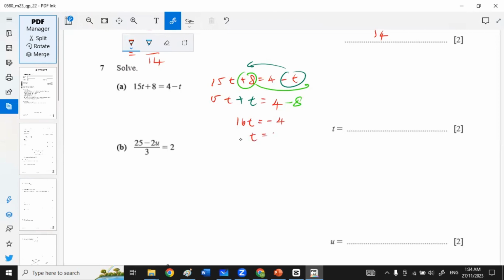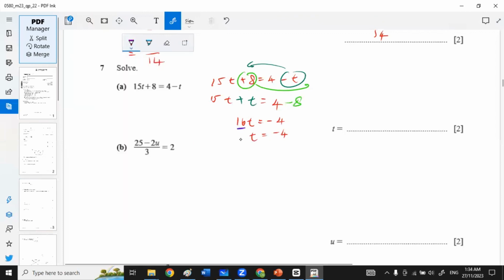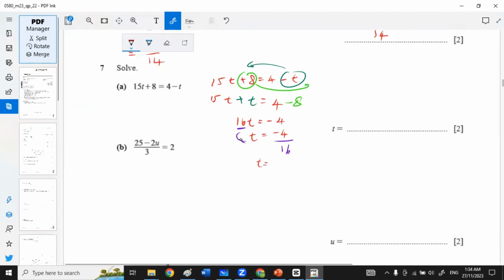So your 16t equal to negative 4. 16 is times. You bring to the other side, become divide 16. Therefore, your t is equal to minus 1 over 4.